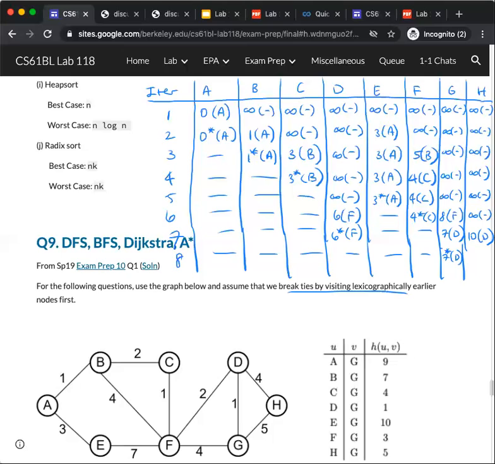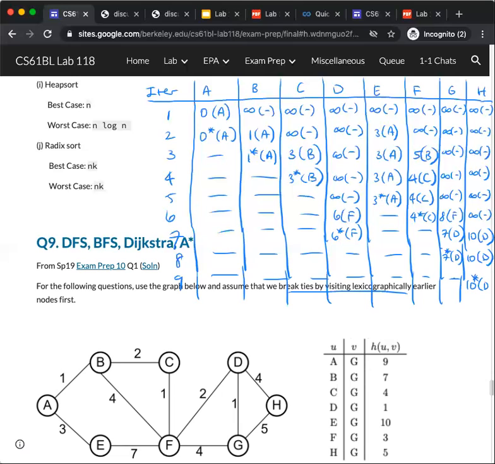Okay, and from G, can we update H to be better? Well, the new value for H is going to be 7 plus 5, which is 12, which is worse. So we're not going to update H, we're going to keep it as it is. And so in our 9th iteration, we're going to have everything exactly the same. Okay, so now this is also going to be optimal. So once you have every node an asterisk, right, then you're done.